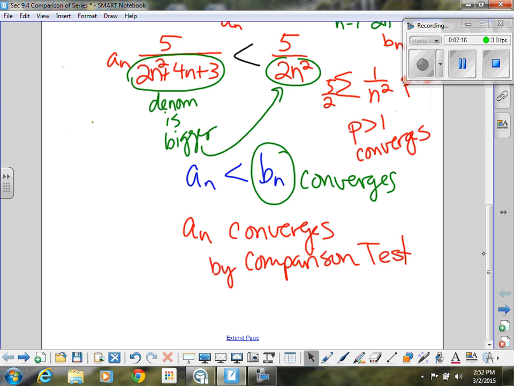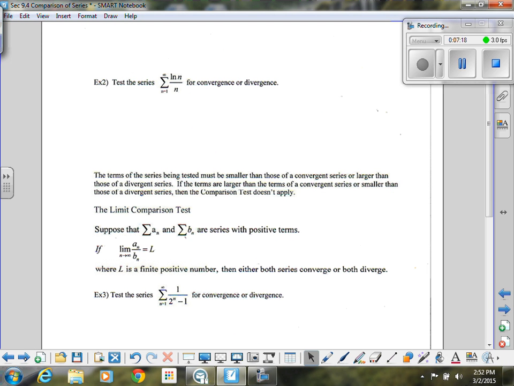Moving on. So we're going to look at this next series, natural log of n over n. Again, I want to pick something that is very familiar to us. And the thing about ln, that's the part in the numerator. So let's compare it to something that has something different in the numerator but the same denominator. Okay, so we've got 1 over n.